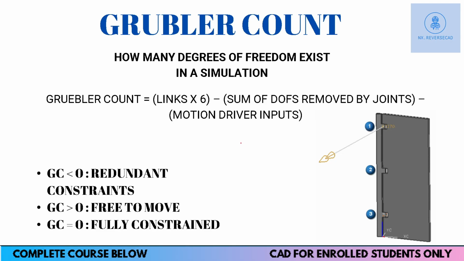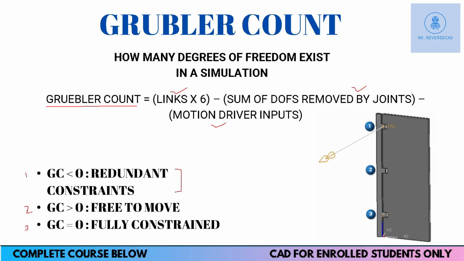Next is Grubler count. So in NX we cannot directly show the degree of freedom of a mechanism. Instead we use Grubler count. Grubler count has an equation which involves links, degrees of freedom removed by joints, and the motion driver input that we'll see in the future. Actually, you don't need to remember this equation. You just need to remember that when we are talking about Grubler count, there are three cases: 1, 2, and 3.